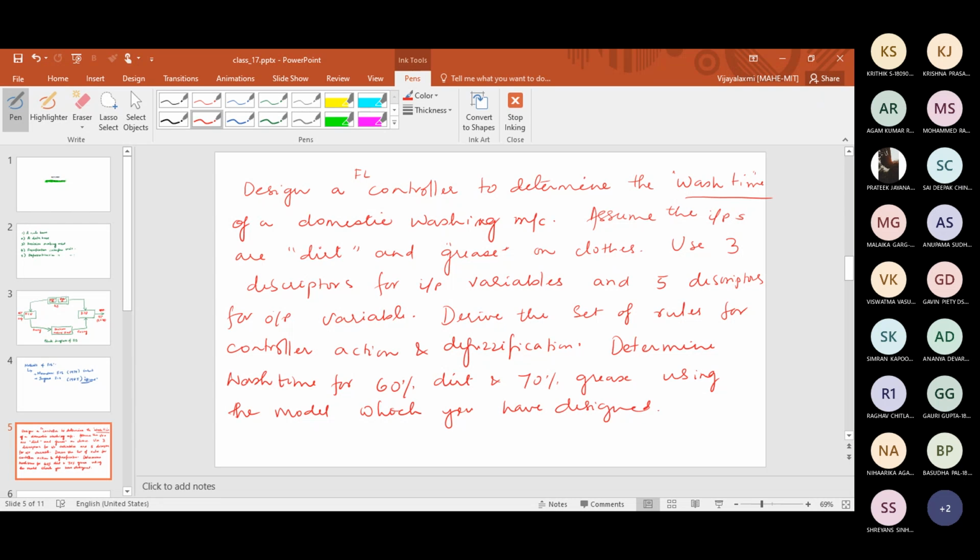Okay, the problem is simple. Design a fuzzy logic controller to determine the wash time. So this is the output now. Wash time is the output of a domestic washing machine. Assume the inputs are dirt and grease. Use three descriptors for input variables and five descriptors for output variable. Derive the set of rules for controller action and defuzzification. Determine wash time for 60% dirt and 70% grease using the model which you have designed. I'll just give you the basic concept behind this particular problem. Once the basics are clear, you can solve any application problem.